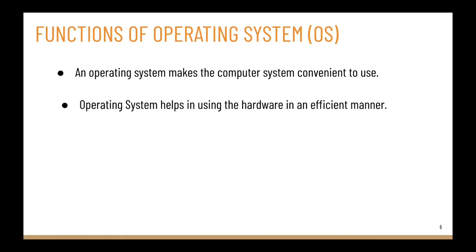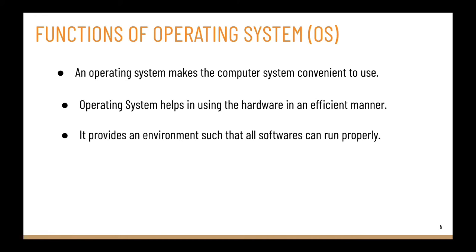So let's say you purchase a very expensive computer which has Intel Core i7, 16 GB of RAM, 1 TB of hard disk, or maybe solid state drive. But if the operating system is not good, then you cannot use the hardware in an efficient manner. So one task of operating system is to help in using the hardware in an efficient manner.